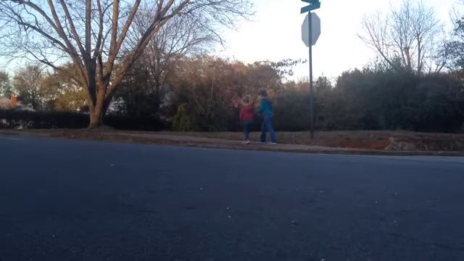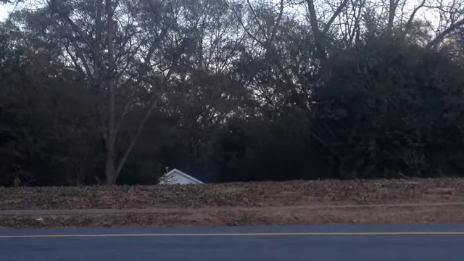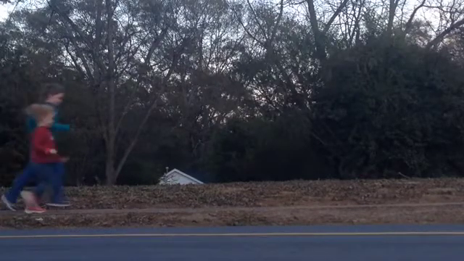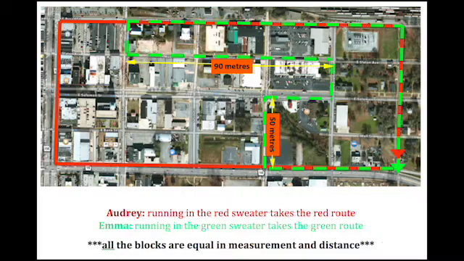The first thing you needed to notice was that the two girls are running at the same speed. So even though there's a difference in size and age, they're still running at the exact same speed. The next thing you needed to do to solve the problem was to correctly identify that both girls travel the exact same distance even though they go on different routes.